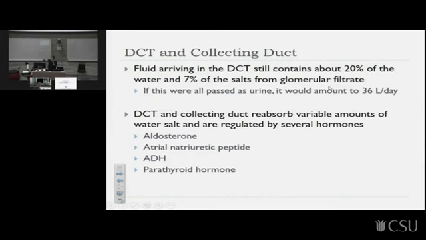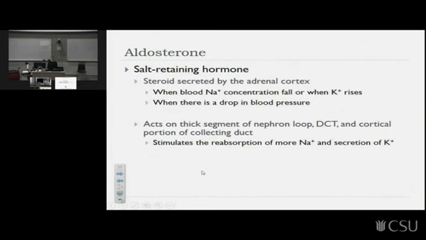So the distal convoluted tubule and collecting duct reabsorb variable amounts of water and salt, and are regulated by several hormones. So these include aldosterone, atrial natriuretic peptide, antidiuretic hormone, and parathyroid hormone there too. So aldosterone is the salt-retaining hormone. This is a steroid secreted by the adrenal cortex. So the adrenal cortex are the glands that sit on top of the kidneys. So when blood sodium concentration falls, or when potassium concentrations rise, this is when aldosterone will be released from those adrenal cortexes.